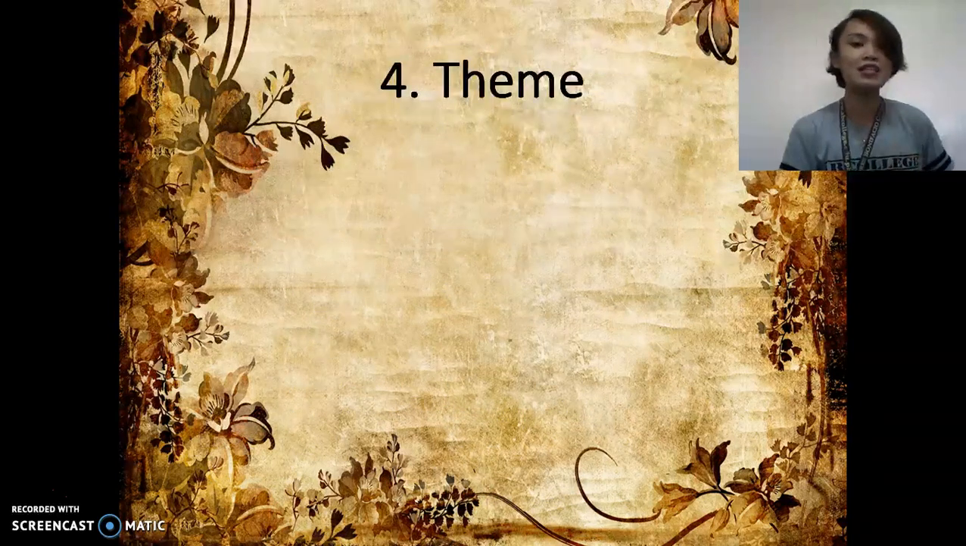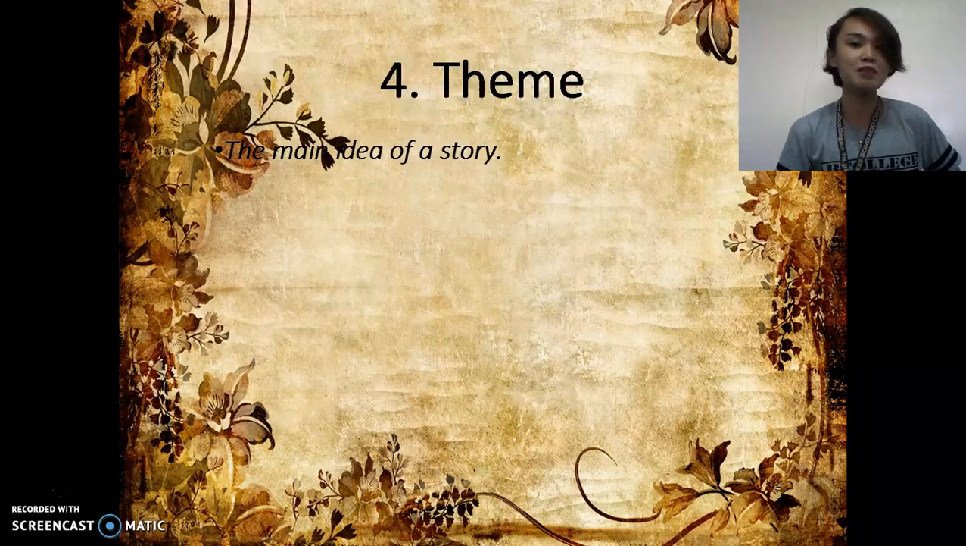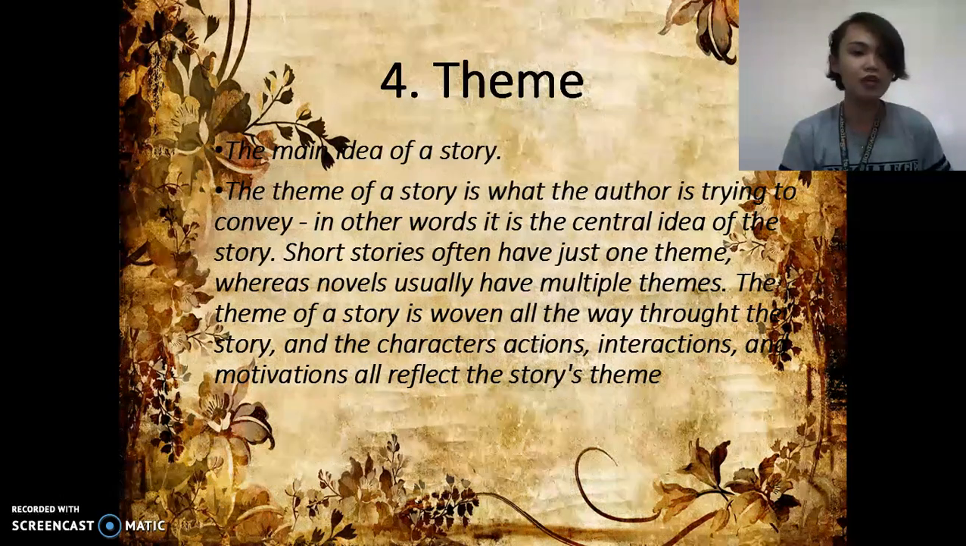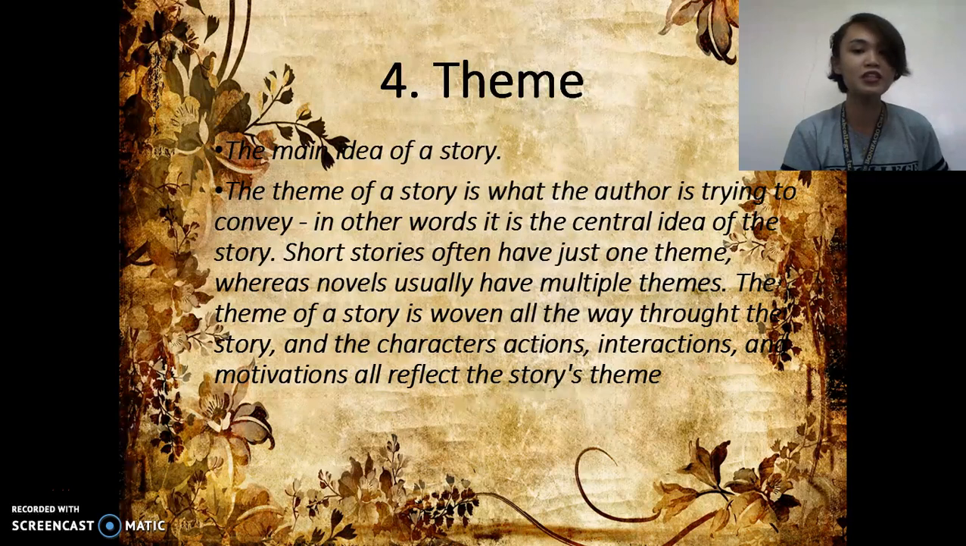Let's proceed to the last, but not the least, element of a short story, which is the theme. Theme is the main idea of a short story. The theme of a story is what the author is trying to convey. In other words, it is the central idea of the story. Short stories often have just one theme, whereas novels usually have multiple themes.